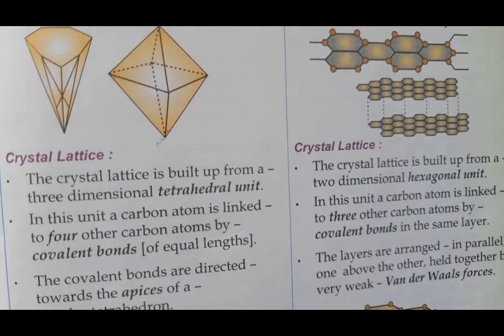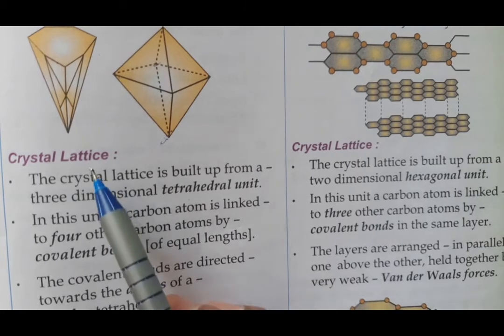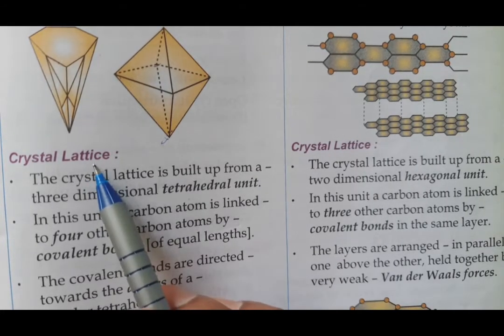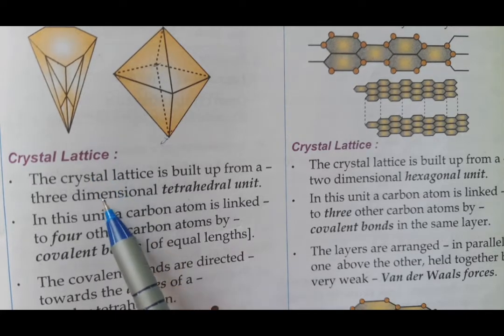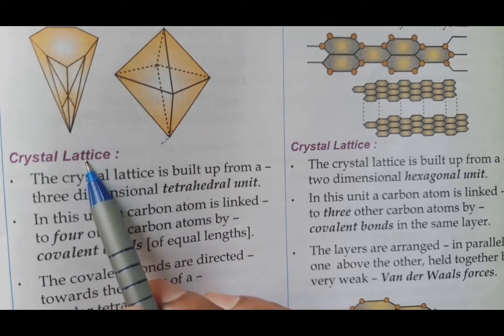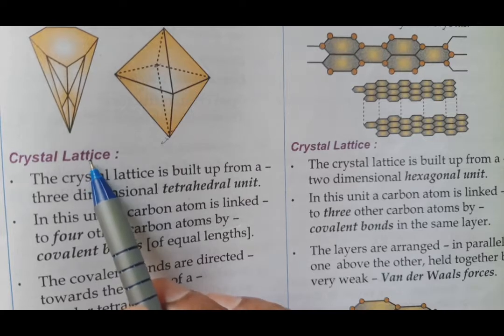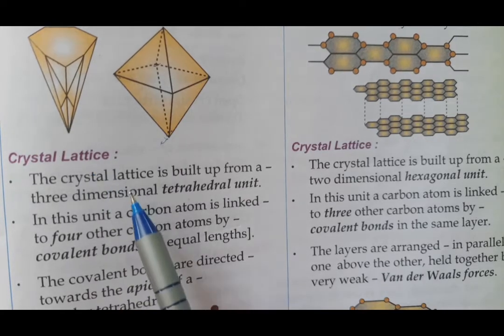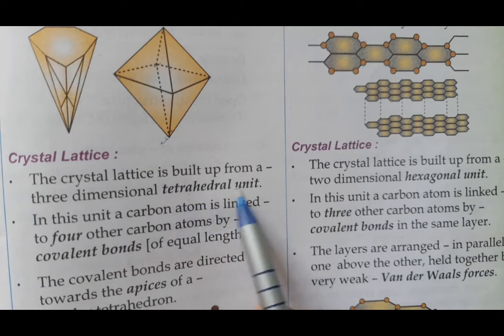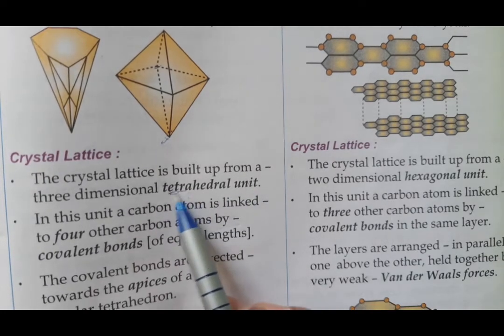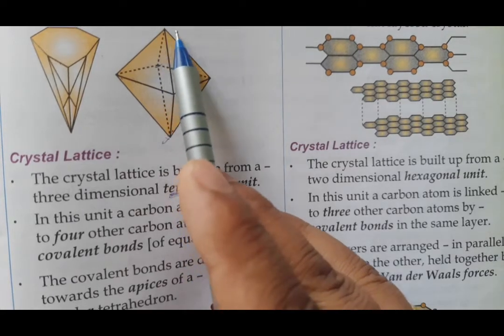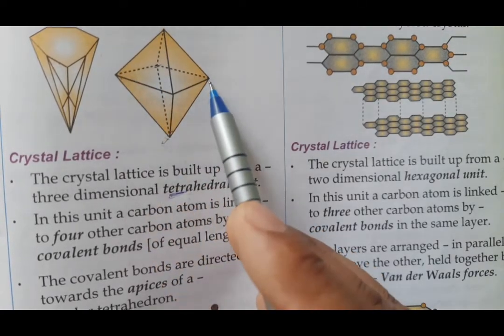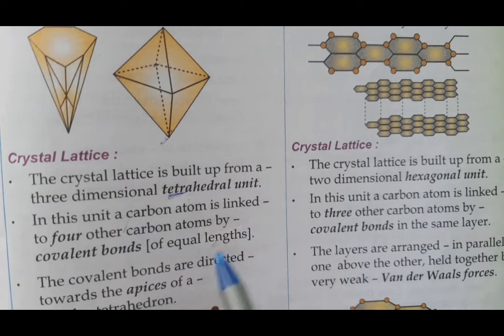Now you can see here, this is given as crystal lattice. Crystal lattice is the three-dimensional arrangement of carbon atoms. So if you see the three-dimensional arrangement of carbon atoms, then diamond has a tetrahedral unit. Tetrahedral means, tetra means how much? 4. You can see from here, just count the outer part: 1, 2, 3, 4. So it has tetrahedral units, we say.